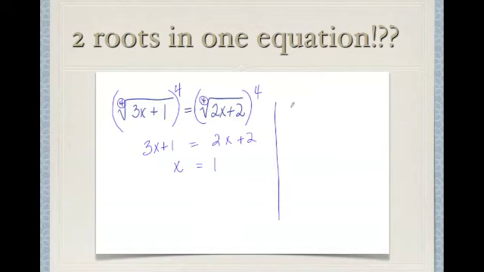So to check this one, the 4th root of 3 times 1 is 3 plus 1 on the left side. 4th root of 2 times 1 is 2 plus 2. So that checks because the 4th root of 4 does equal the 4th root of 4.